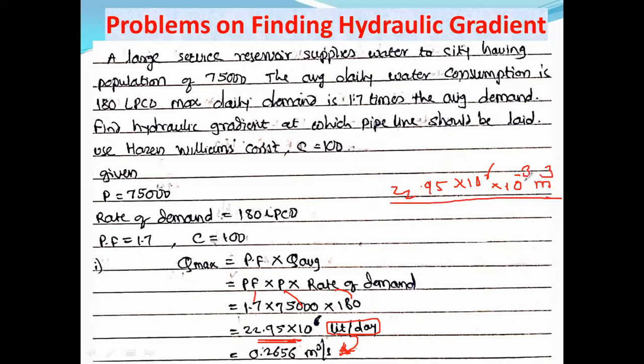Are you getting my point? Why have I multiplied by 10 to the power minus 3? Because we have the relation 1 meter cube is equal to 10 to the power 3 liters, right? Now, instead of liter, I want meter cube, so I will take this value to the LHS. Then 1 liter is equal to how much meter cube? It will become 10 to the power minus 3 meter cube. So that's why I have multiplied by 10 to the power minus 3.